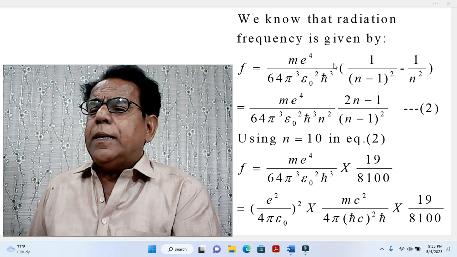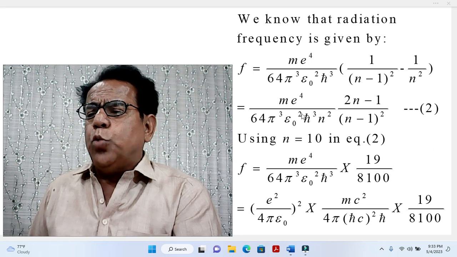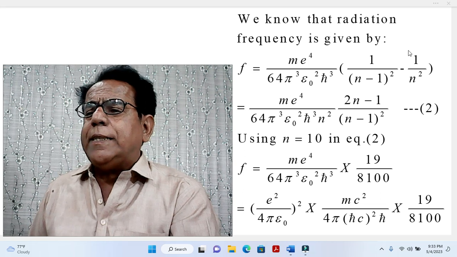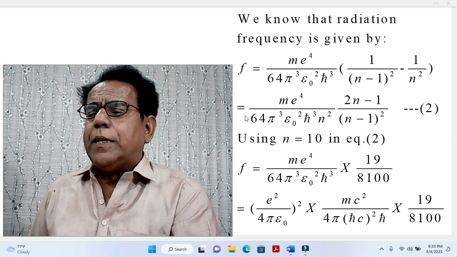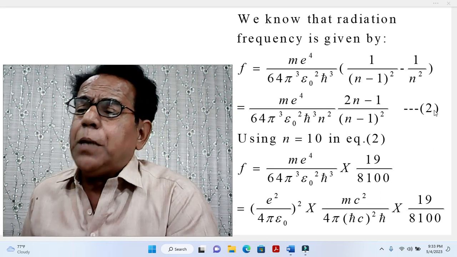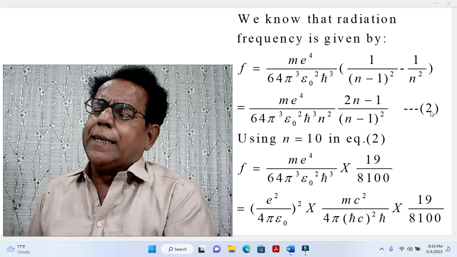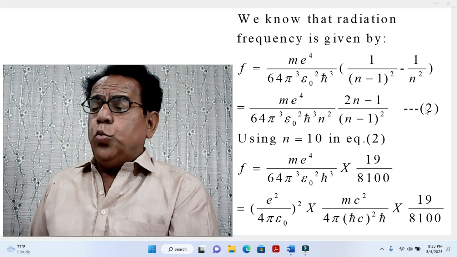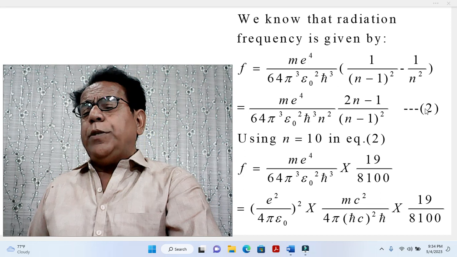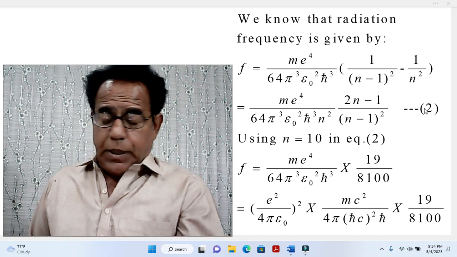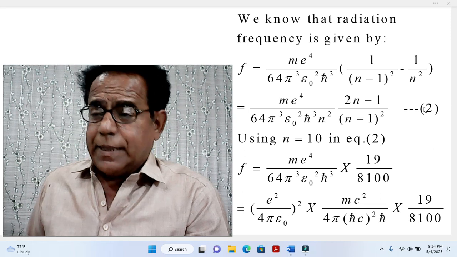Okay, we have just reproduced equation number 2 here. In equation number 2 this is given, and this is also given equal to this. Equation number 2 has been written exactly the same as it is given in the book Modern Physics by Kenneth S. Krane.